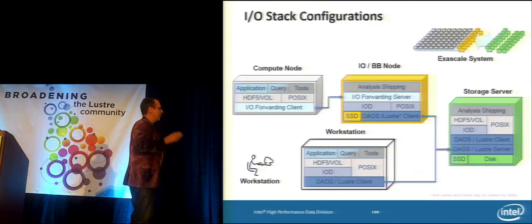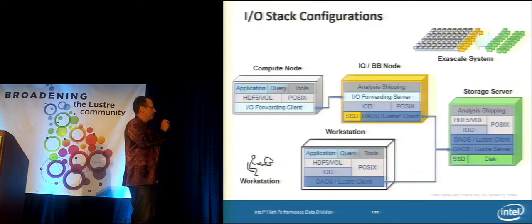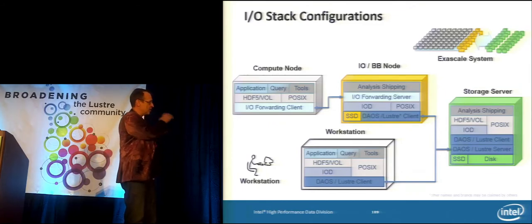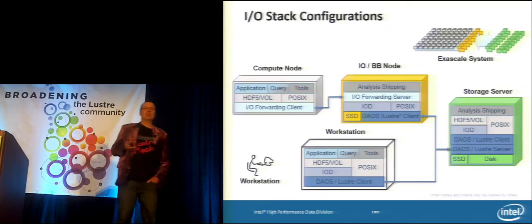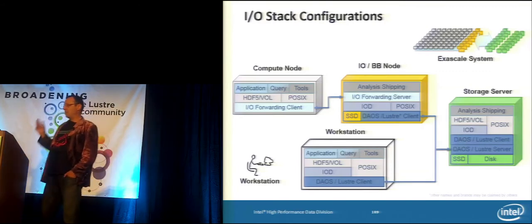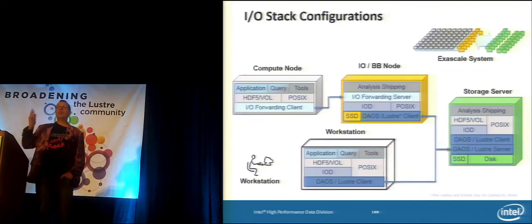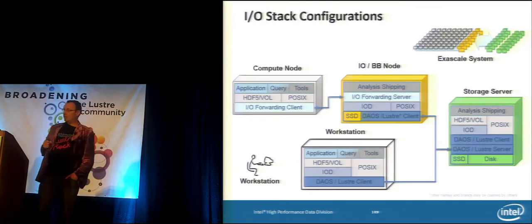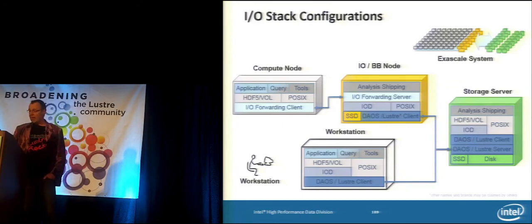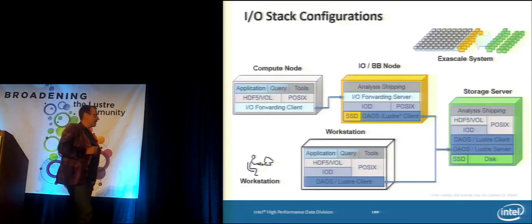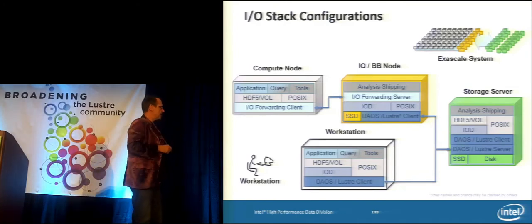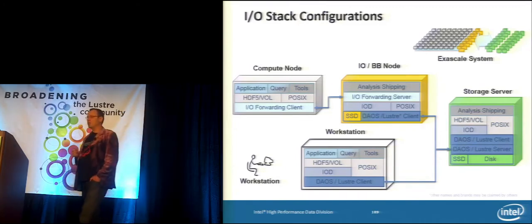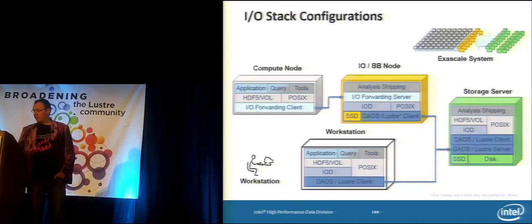So the path from the compute node through the I/O node to the storage servers, that's one stack instantiation. But also, if we're doing analysis shipping on the servers themselves, another stack instantiation will have the whole stack there on the storage servers. And yet another instantiation of the stack will have the top 2 layers running on the scientist's workstation and the bottom layer running on the storage server.